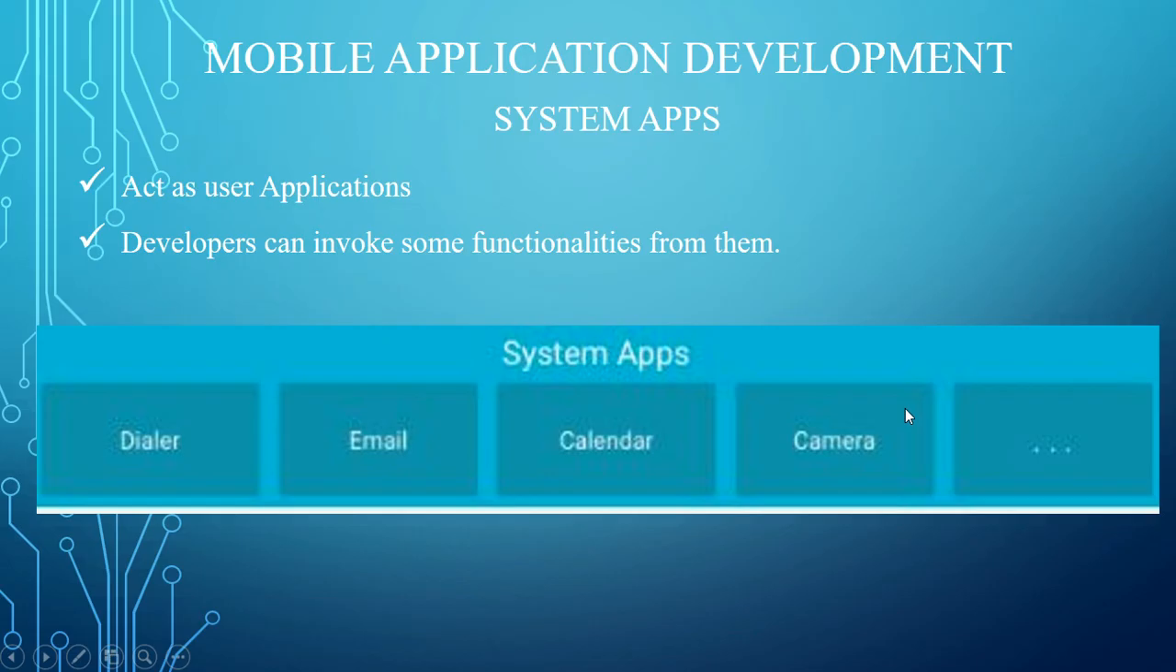Then we have our system apps. These are the user applications. We have the dialer, which we use to dial or call, making calls, sending email messages, calendar, camera, WhatsApp, and so forth.